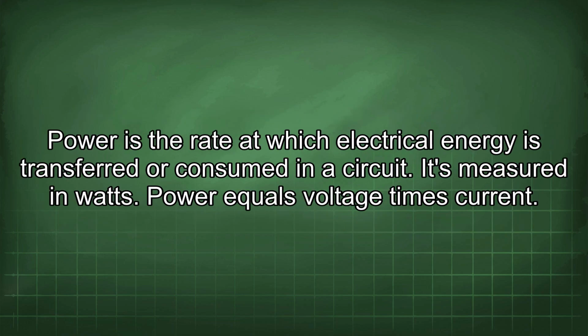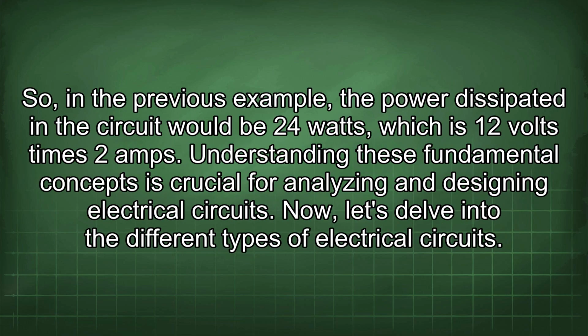Power is the rate at which electrical energy is transferred or consumed in a circuit. It's measured in watts. Power equals voltage times current. So, in the previous example, the power dissipated in the circuit would be 24 watts, which is 12 volts times 2 amps. Understanding these fundamental concepts is crucial for analyzing and designing electrical circuits.